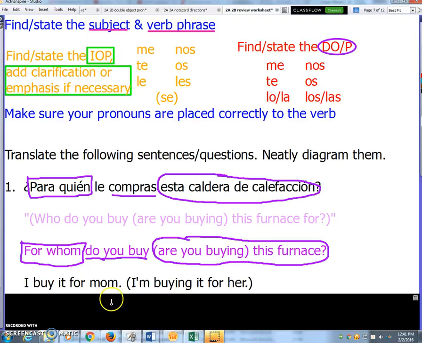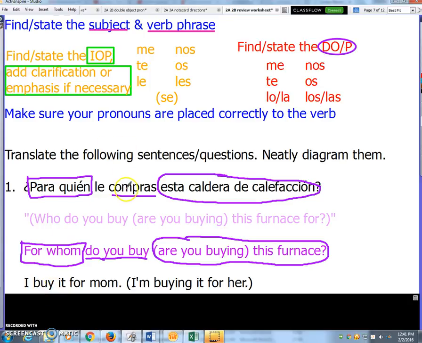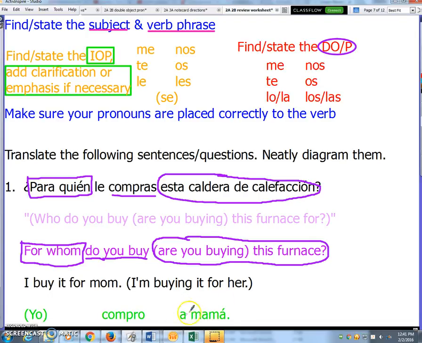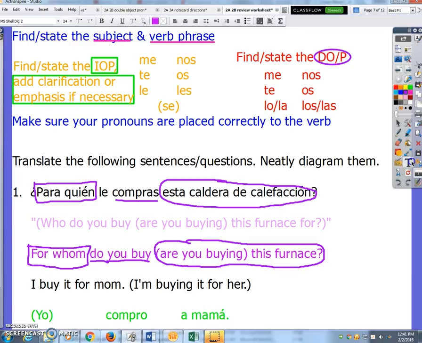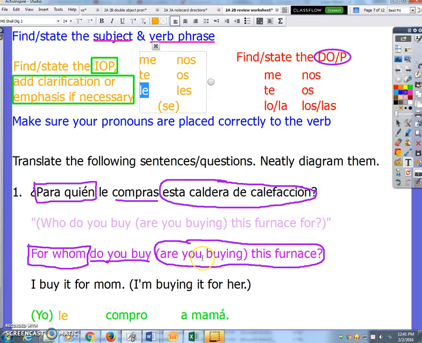I would want to start with my subject and my verb. Well, my subject is yo, to buy is comprar, I buy will be compro, and if something's being done to or for someone, like in this case, for mom, I'm definitely going to have an IOP. If it's happening for mom, I would want le. And what's being bought? It. It referring to the furnace, which is esta caldera de calefacción, which means it's feminine. So my DOP would be la.